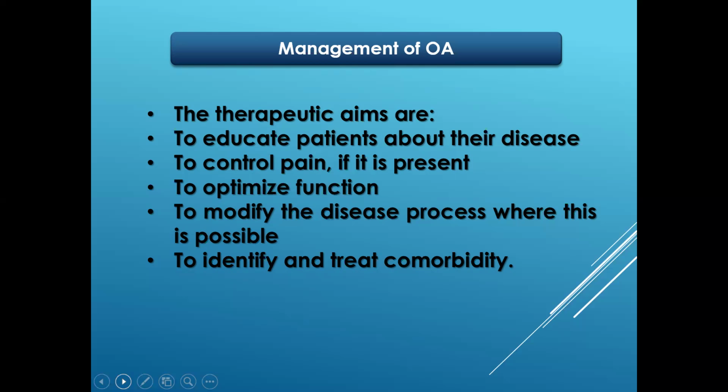Then another aim of managing the OA is to modify the disease process where it's possible. And lastly, to identify and treat other existing conditions, comorbidity.